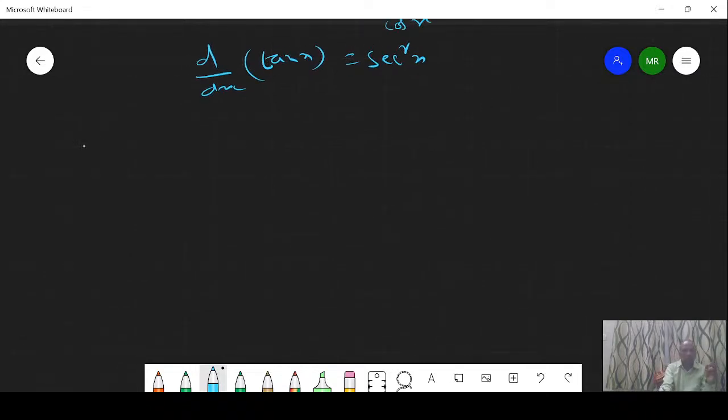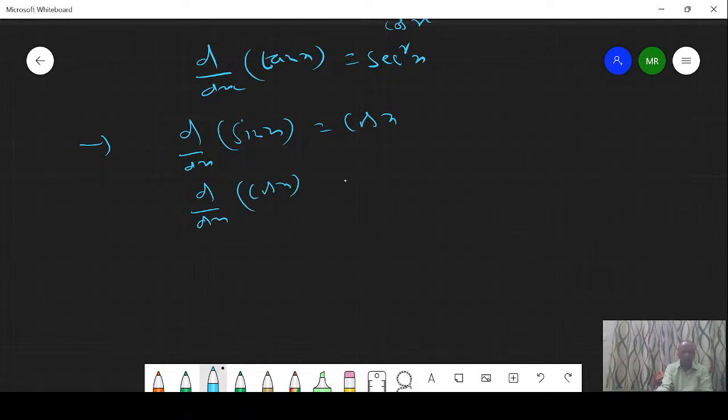Now I will remind you of the formulas we learned. d by dx of sin x is cos x. d by dx of cos x is minus sin x. And d by dx of tan x is secant square x. You can remember these formulas.